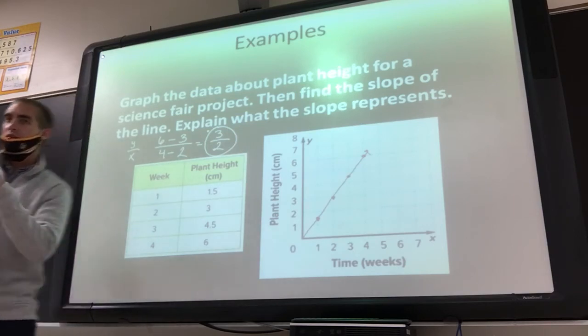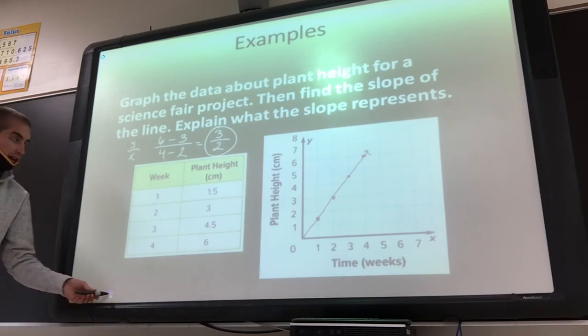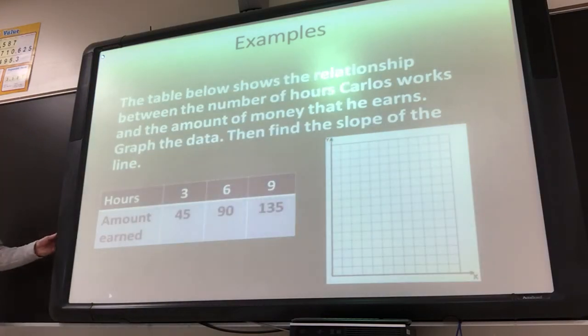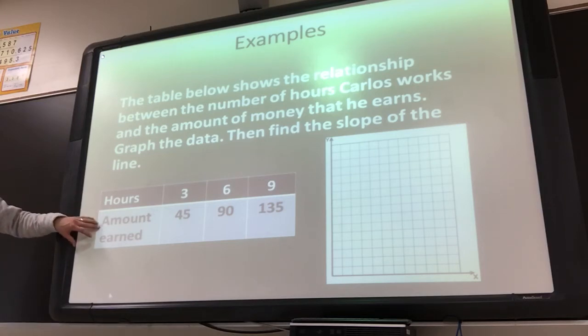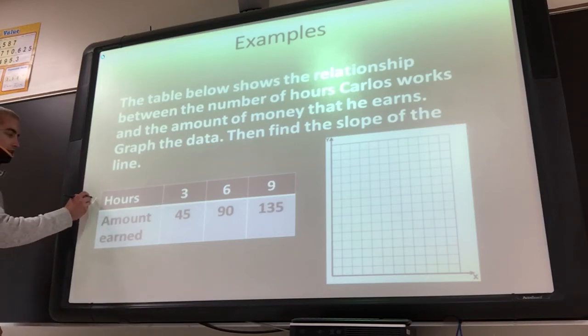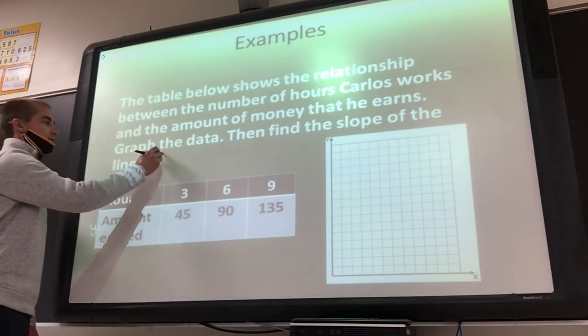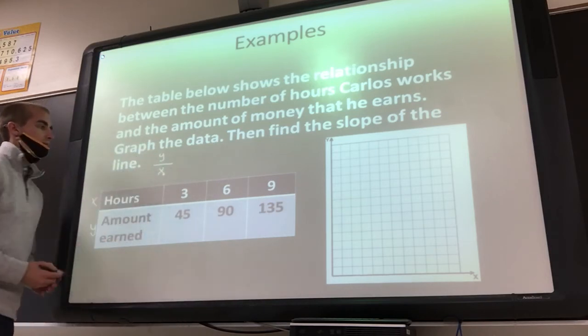All right, I want you all to do the next two then. So graph the points and then use the y over x to find the slope. For that first one, you've got hours and money earned. Which one would be x? Hours would be x and money earned would be y. Okay, so go ahead and graph that and find the slope for the next two.